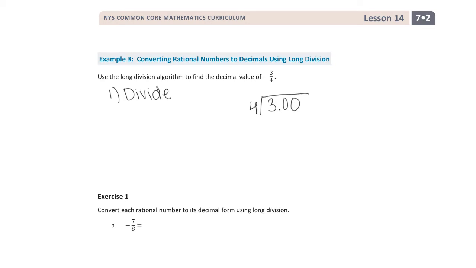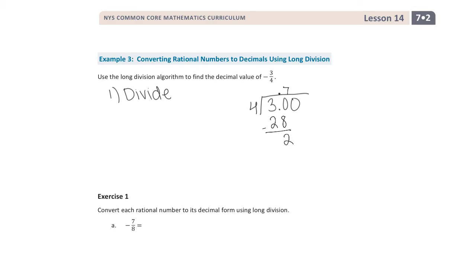Now, when we do this problem, we know that 4 cannot go into 3 once. So then we add our 0 and say how many times can 4 go into 30? Well, 4 can go into 30 7 times. Because it's past the decimal, we need to put the decimal on top. 7 times 4 is 28. And 30 minus 28 gives us 2.